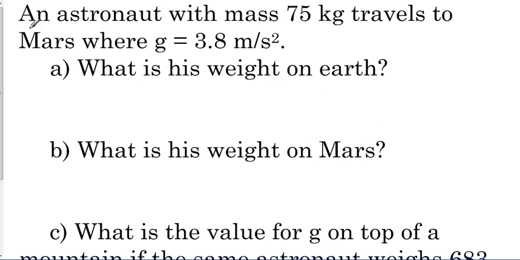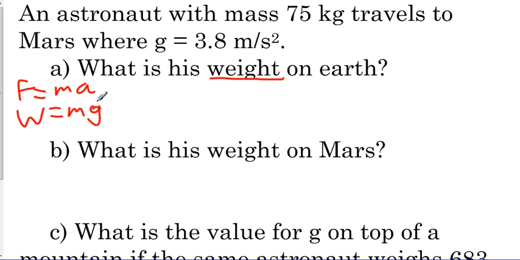An astronaut with a mass of 75 kilograms travels to Mars where gravity is equal to 3.8 meters per second squared. What is his weight on Earth? If you remember from one of the earlier videos, weight is simply a force, and it is the gravitational force. So in this case, we can think of our F equals ma equation as weight is equal to the mass times gravity.